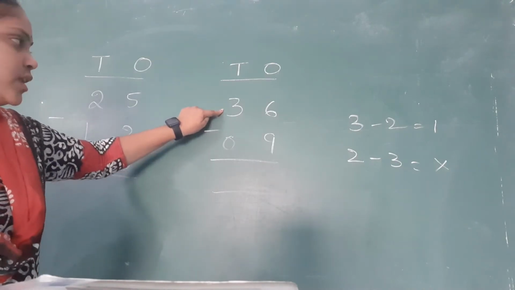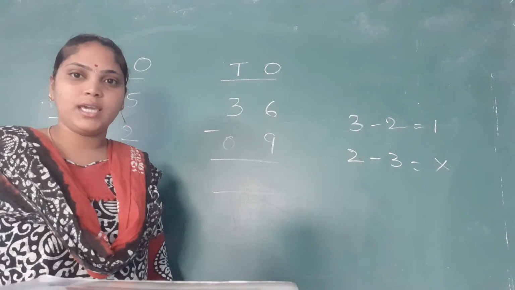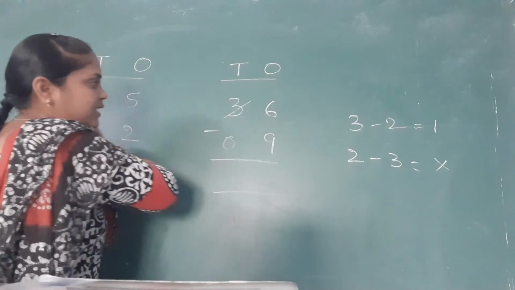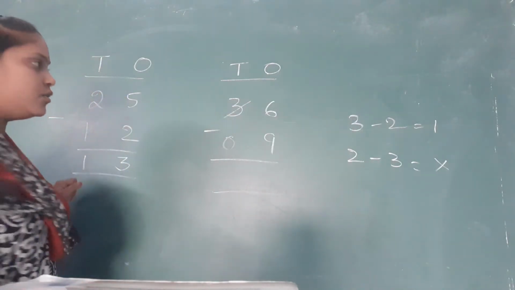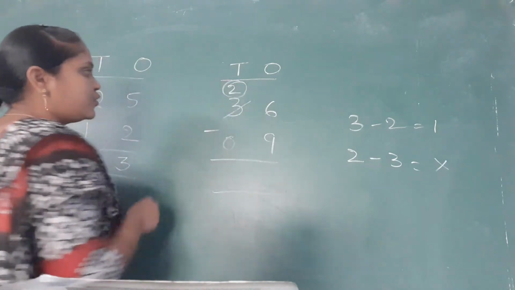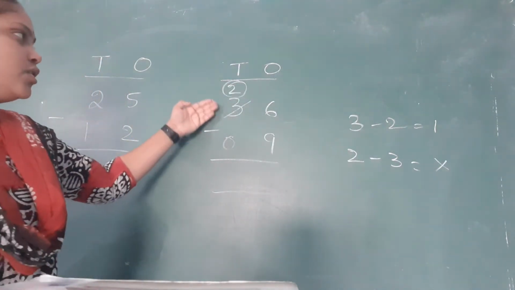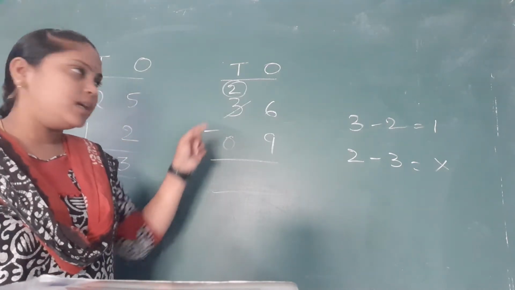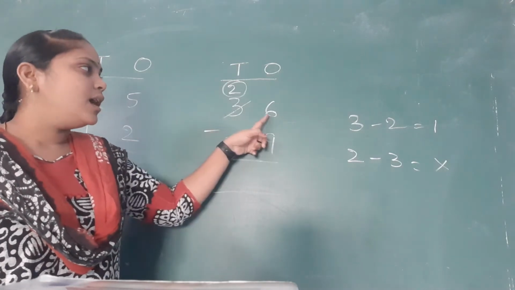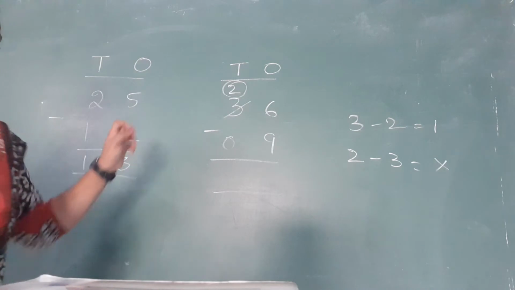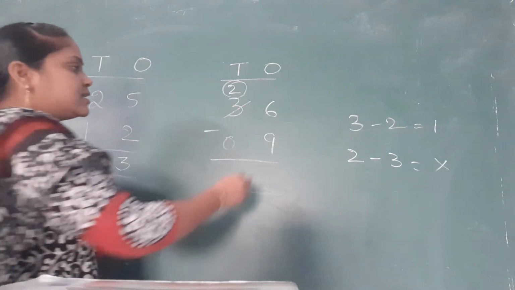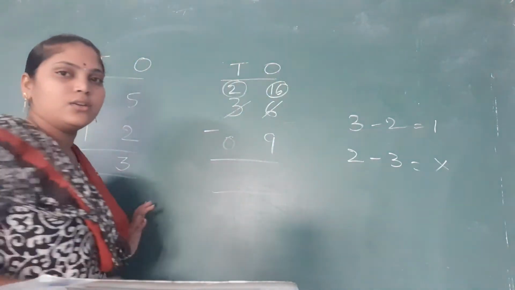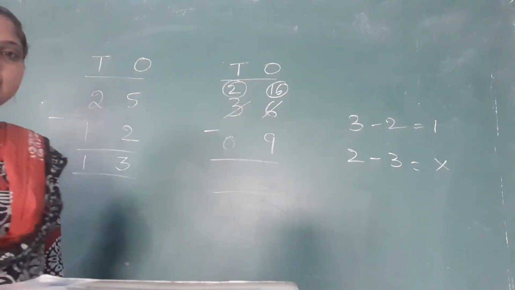Now from these 3 tenths we'll take 1 ten. If we take 1 ten from these 3 tenths, 3 becomes 2. Here we have taken 1 ten as borrowing. Now add this 10 to this 6. So 10 plus 6 is 16.